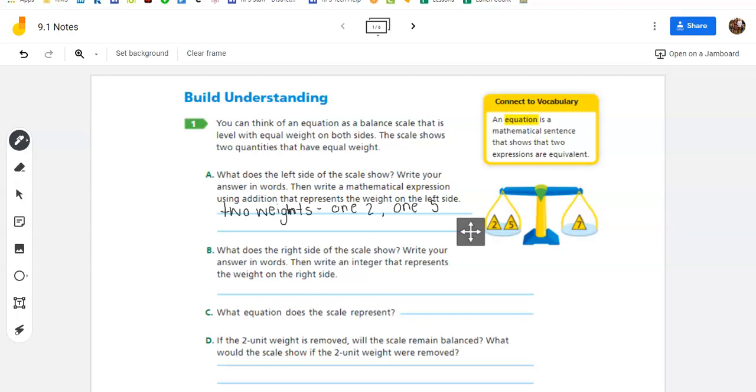And then it's asking to write a mathematical expression using addition. So we're just going to use 2 plus 5. And that shows the left side. For the right side, B, what does the right side of the scale show? One weight, and that is 7. We're going to write an integer that represents the weight on the right side. The integer is 7. It's a positive 7 because it's just a 7. What equation does the scale represent? 2 plus 5 equals 7.